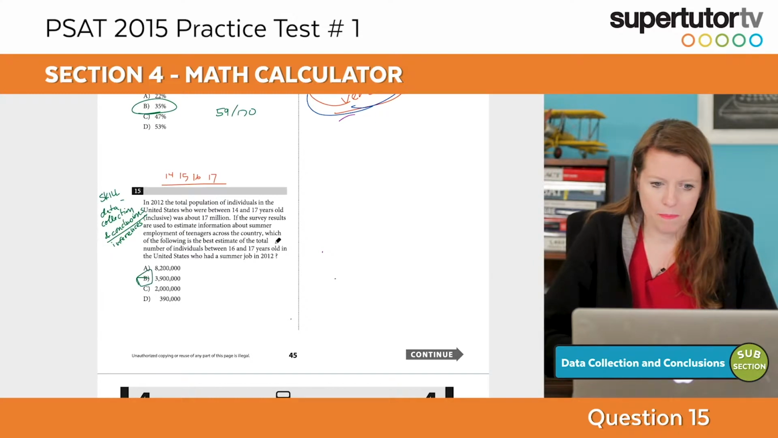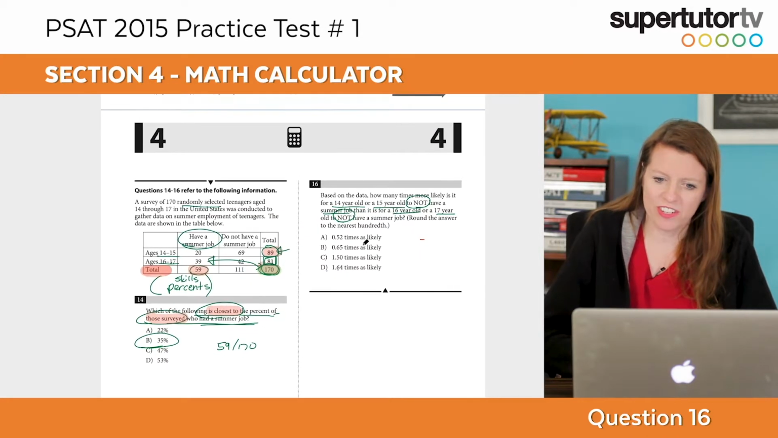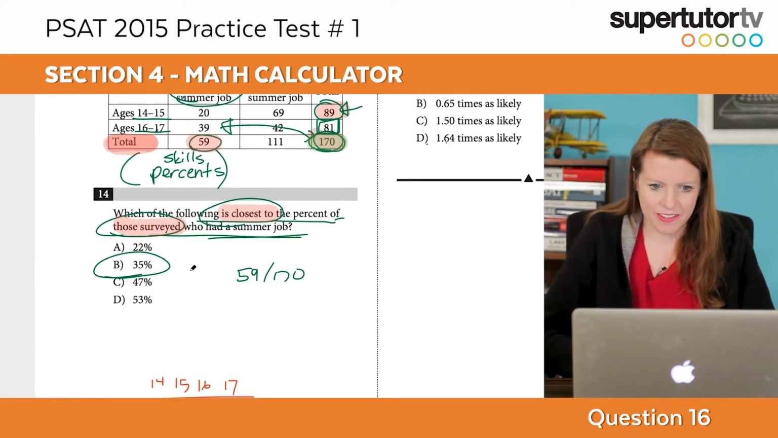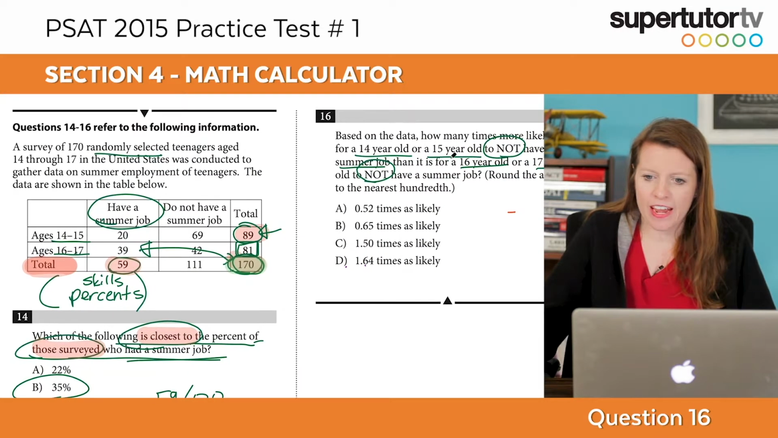Ta-da. Okay, based on the data, how many times more likely is it for a 14-year-old or a 15-year-old to not have a summer job than for a 16-year-old or 17-year-old to not have a summer job? So this is kind of a crazy question. It's kind of confusing. You might be like, I don't know how to calculate how many times as likely is it. So first, let's calculate the probability that a 14-year-old or 15-year-old does not have a summer job, okay?